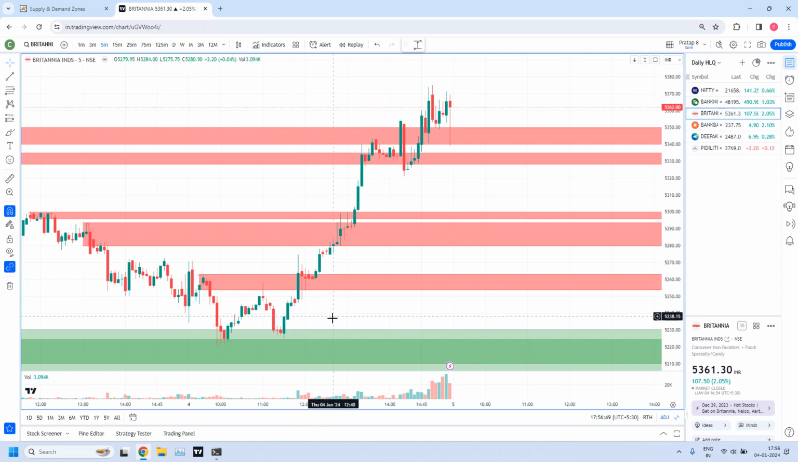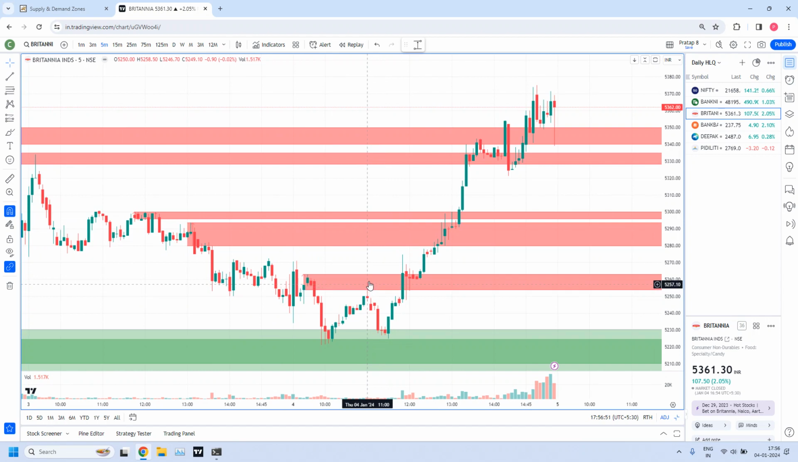But here, this zone is already tested. Second time the supply zone is tested, and this is not a high liquidity supply zone. Definitely there is a higher chance of breaking this supply zone. That way you will get more profit if you wait.